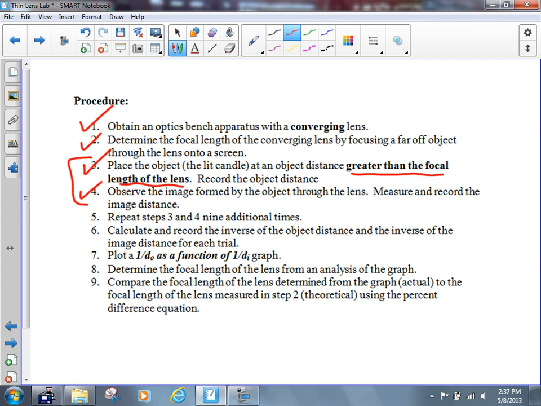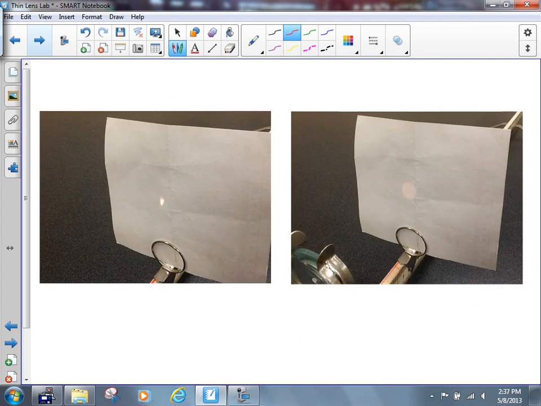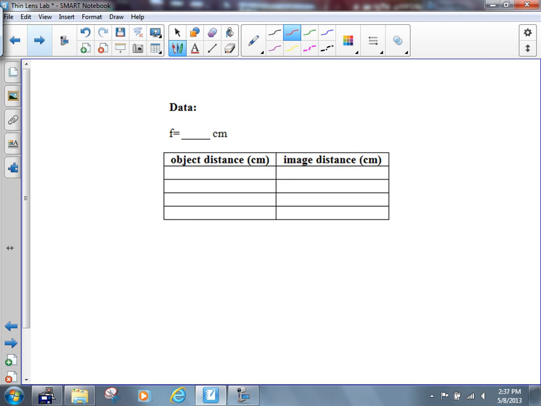Then you're going to do that again 9 more times, so that you have a total of 10 object distances and a total of 10 image distances. That's our data. And it should look something like this, except that you're going to have more of it.